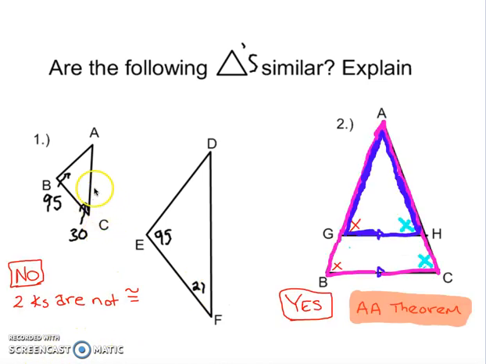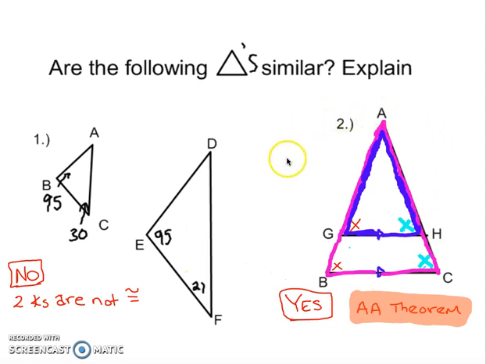So hopefully you found for your answer for this first example, these two triangles are not similar because they do not have two angles that are congruent. So two angles are not congruent. So therefore, these two are not similar.